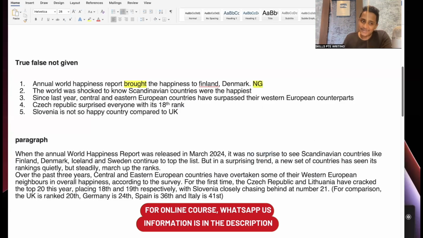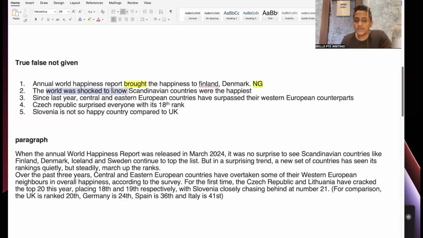Let's go to the second question. The world was shocked to know Scandinavian countries were the happiest. What is the answer? Very good, Punch. Appreciate it. Shubham, correct. Daljit, correct. Kavita, correct. All seem to be correct. What is that word which gives the answer? There is a word here which actually gives you that particular answer. What is that word? The word is no surprise.